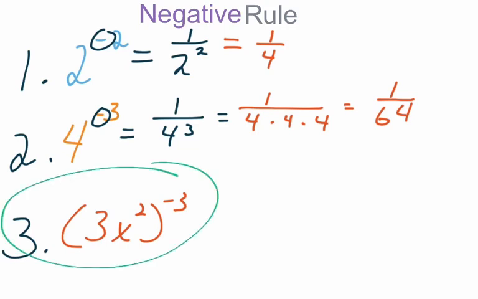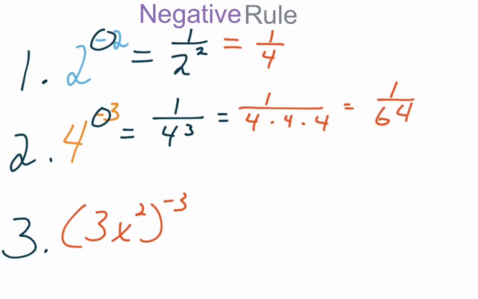Look at this one right here, a little bit more complex. All right, so I've got 3x squared to the negative 3. So we're going to do this kind of like the product and power rule that we've done, okay? So I'm going to take the negative 3. First, it's got to go with the 3. So I'm going to have 3 to the negative 3 power, just like that. And then the negative 3 has got to go to that exponent there. So that would give me x to the negative 3 times a positive 2, which is a negative 6.